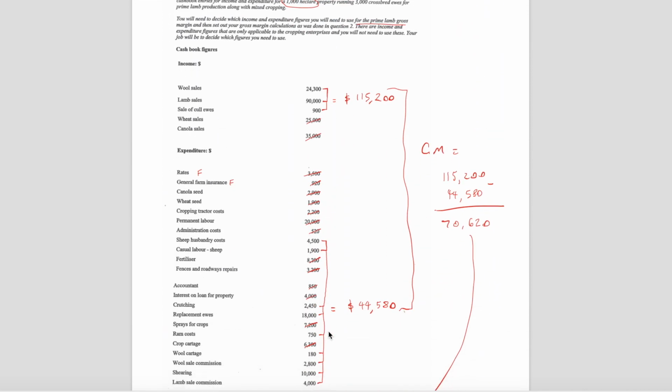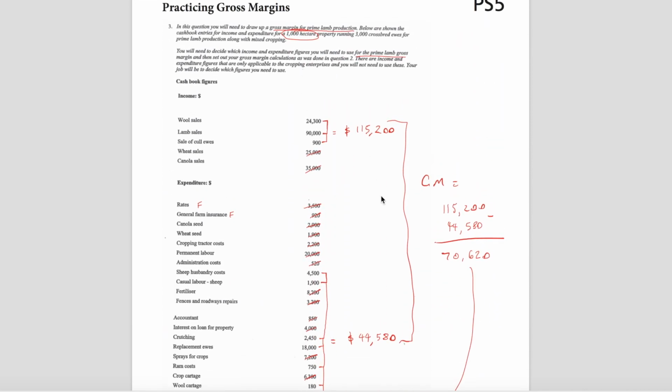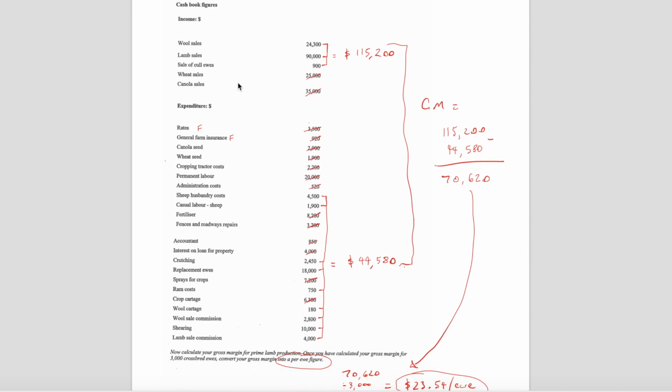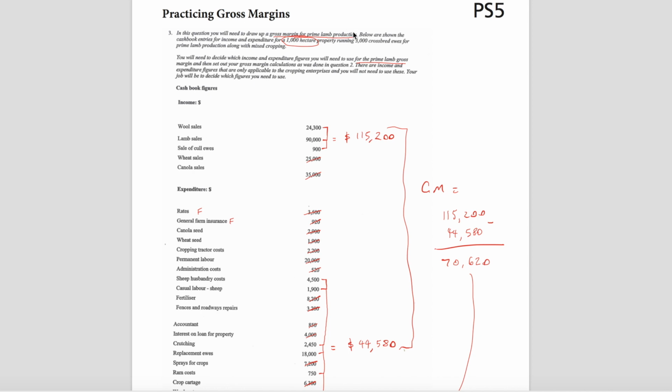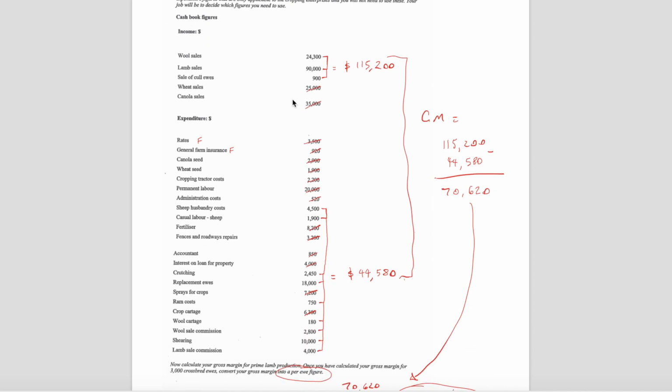This is another example of a gross margin here for a 1,000 hectare property. And basically I've excluded the things, because we're doing a gross margin for prime lamb production, I've excluded the things that don't relate to the prime lamb production. And then I've excluded all the fixed costs down here as well.